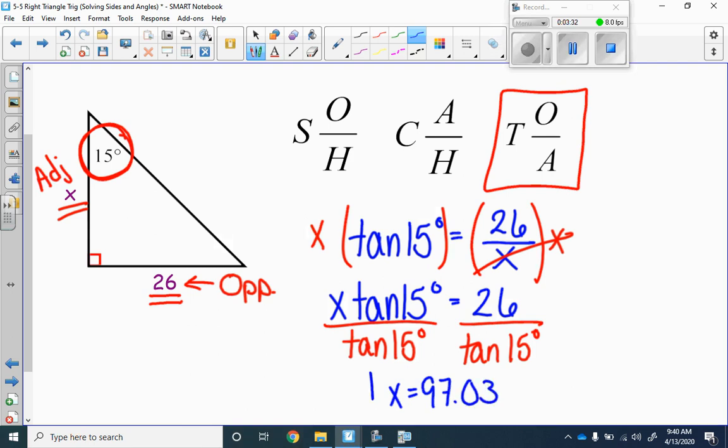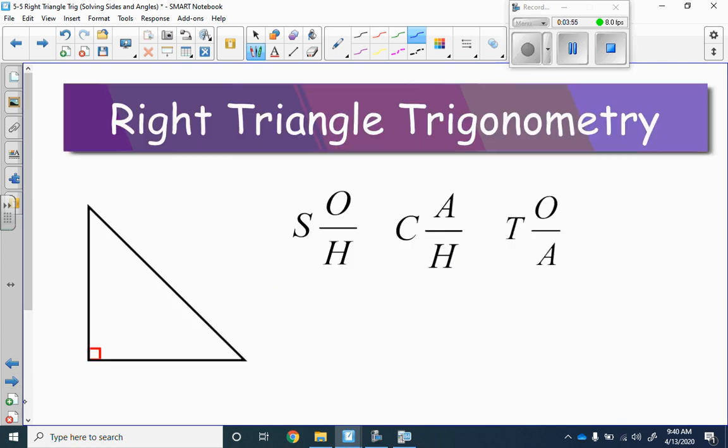97.03 would be your approximated value for x. And that's going to be based off of that 15 degrees right there. Obviously, if this was a 24, it's going to change the value of x, but the ratio between 26 and 97.03 will be the same thing as if I take 24 and its side as well.